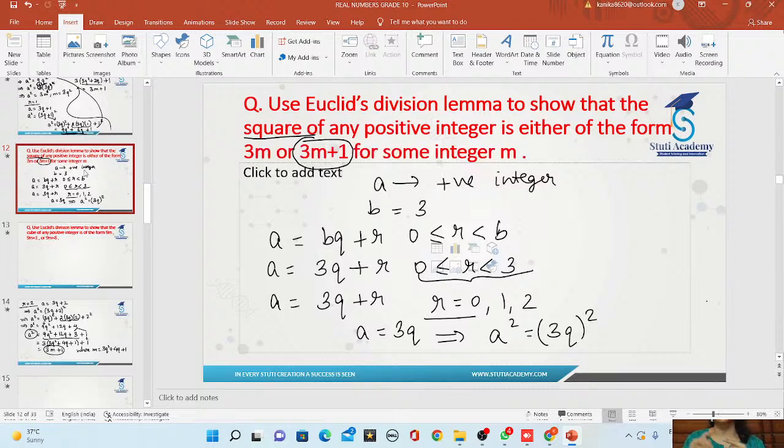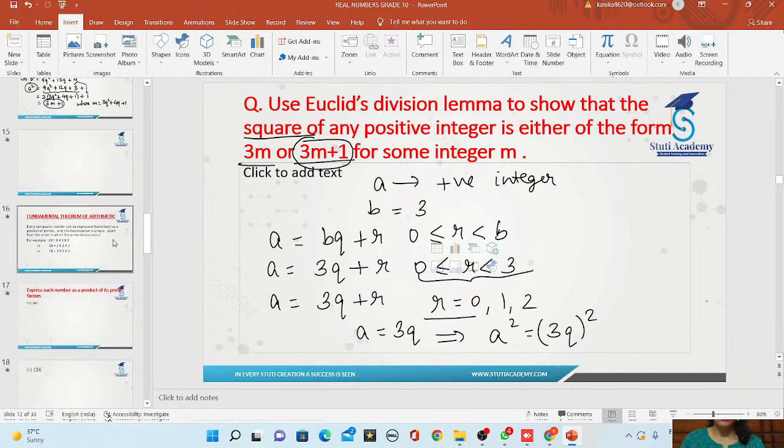So finally, in all three cases, we have proved that a is any positive integer and its square can be put in the form of 3m or 3m plus 1. In the first case it was 3m, and in the other two cases it was 3m plus 1. I hope you've all understood this.